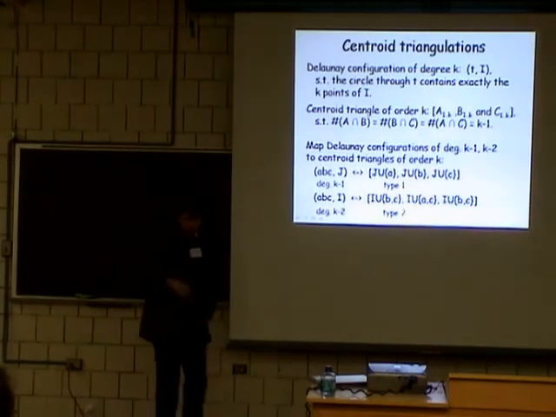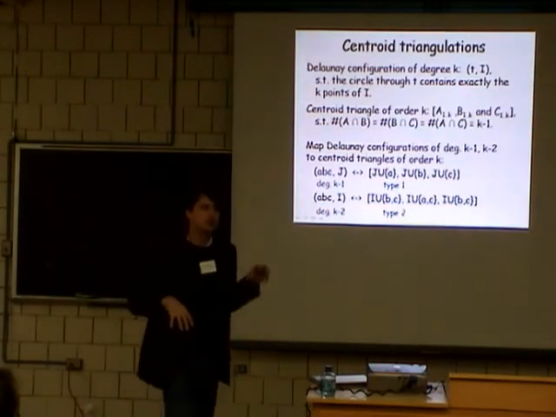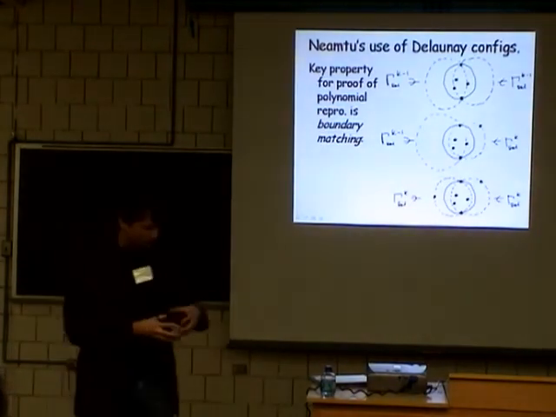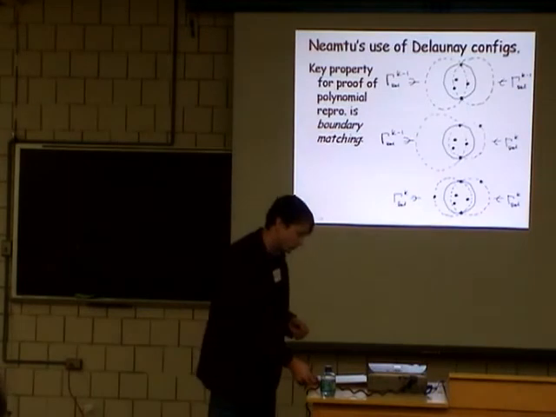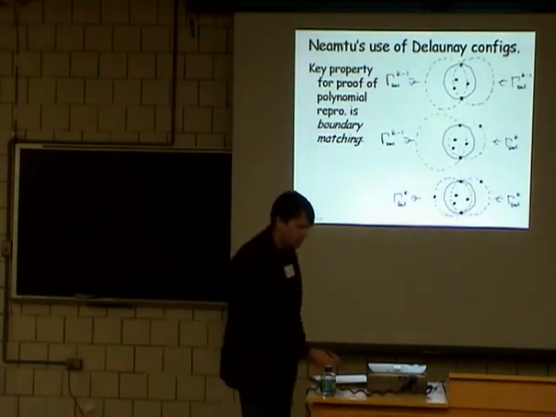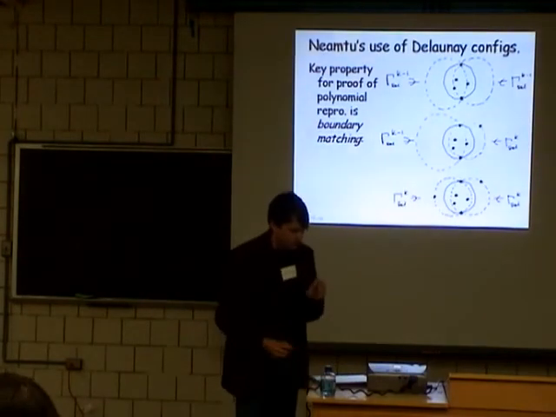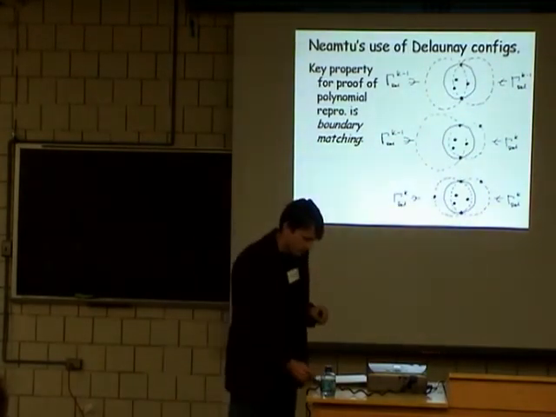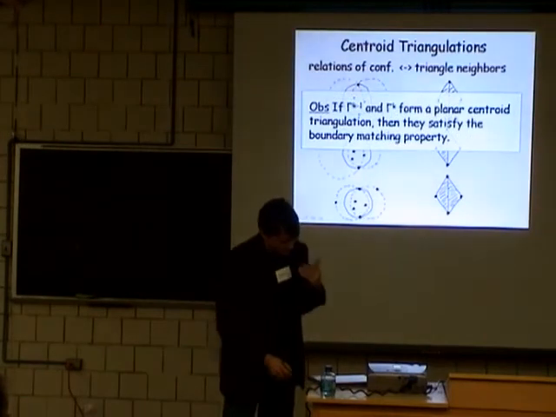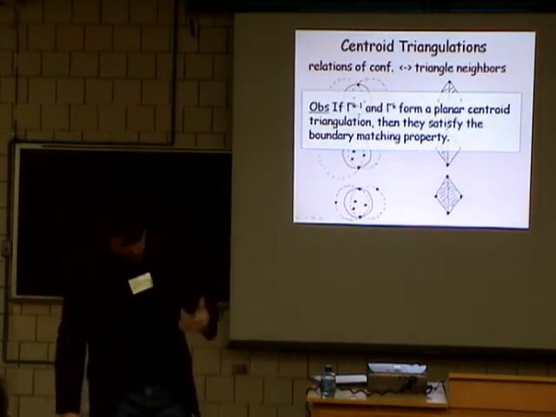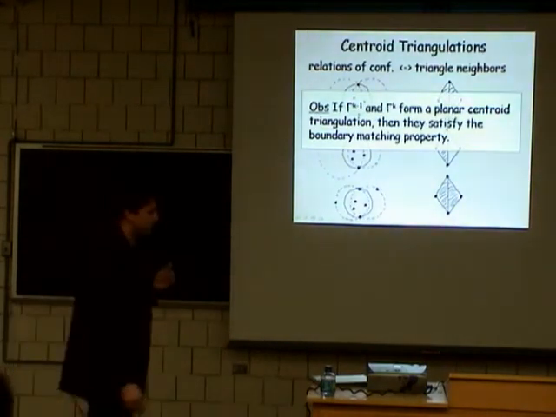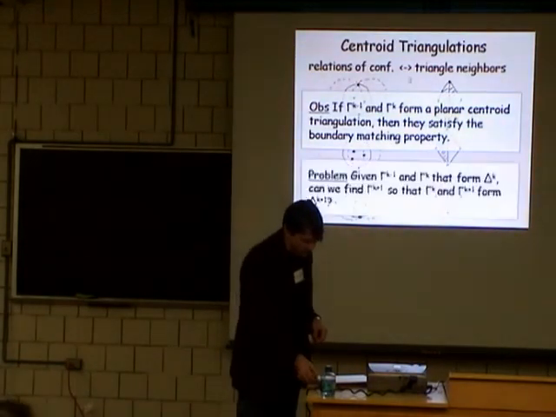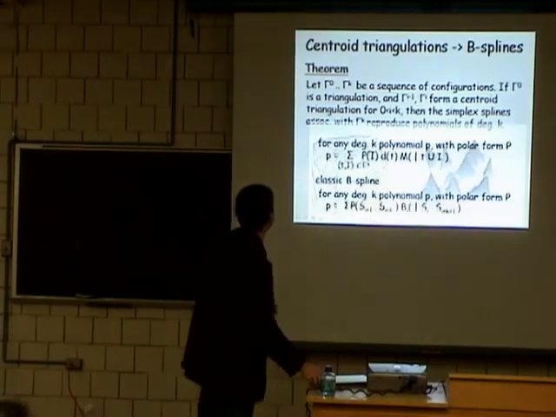I can map the concepts of the Voronoi triangulations onto this sort of combinatorially defined centroid triangulations. The key thing that Neamtu uses from the Voronoi triangulations to prove the last property of polynomial reproducibility, the one that's the most important, is something about boundary matching. That between the Voronoi triangulation of k minus 1 and the Voronoi triangulation of k, you have only a certain number of ways of mapping things together. And that can come locally from the centroid triangulation instead of coming globally from properties of the higher order Voronoi triangulation.